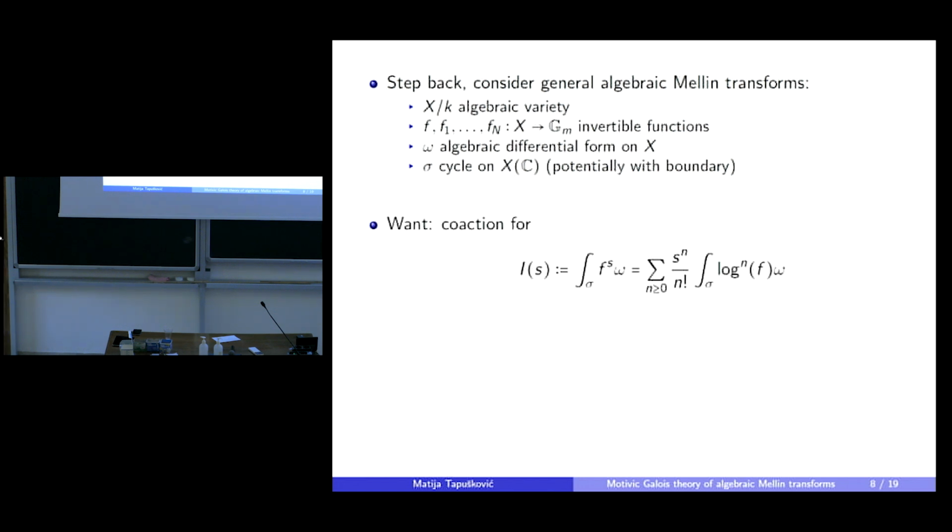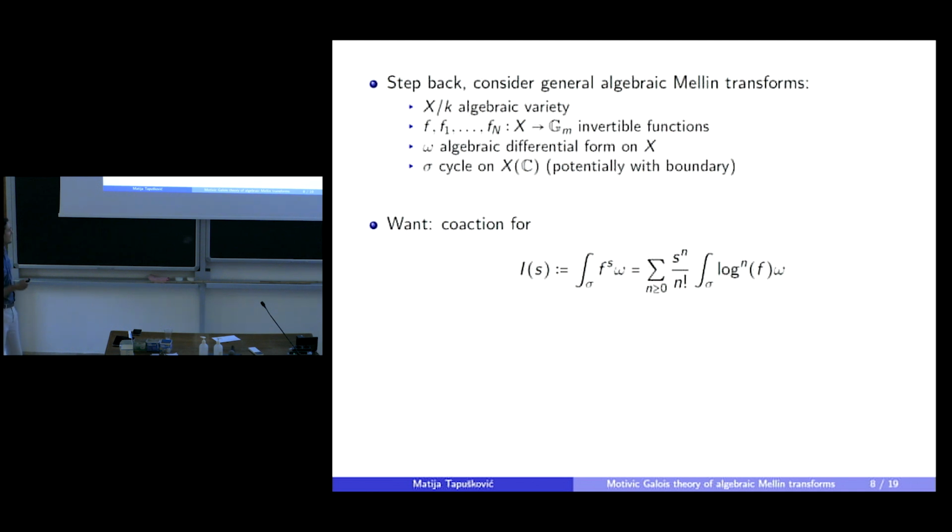In any case, what we want is a coaction, some version of a coaction, for integrals of this shape: the integral of f to the power s, omega, integrated over sigma. And in fact, we can now expand this around s equals 0 and get a power series like this, where each coefficient of s to the n here is a classical period. How is this a classical period? You rewrite the powers of logs of f as iterated integrals, and basically putting these things together gives you periods, again, in the classical sense.